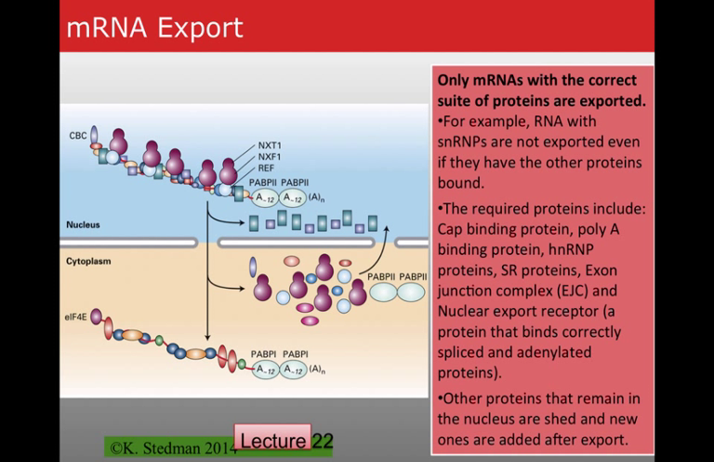Real quick question. Those polyA binding proteins, do they actually stay attached to the mRNA when it comes through? So the question is, do the polyA binding proteins stay associated? The answer is yes and no. PolyA binding protein 1 stays associated. PolyA binding protein 2 doesn't. But as far as we're concerned for this class, yes, they do.